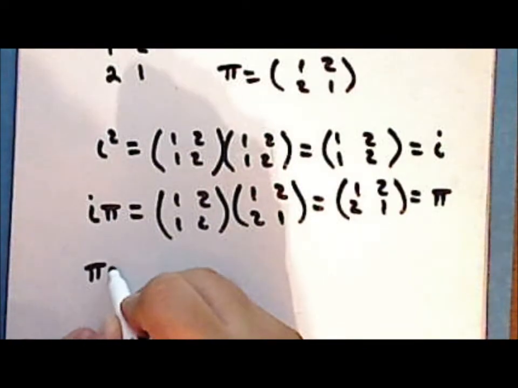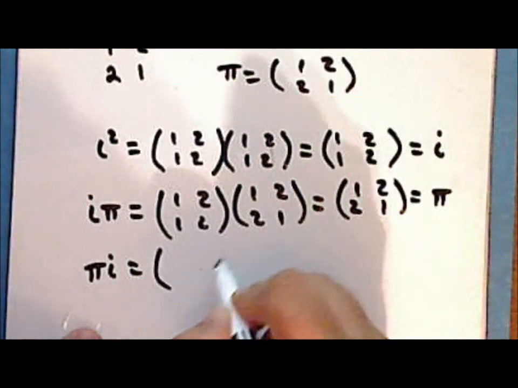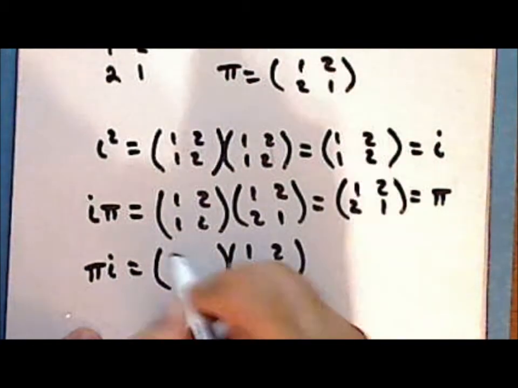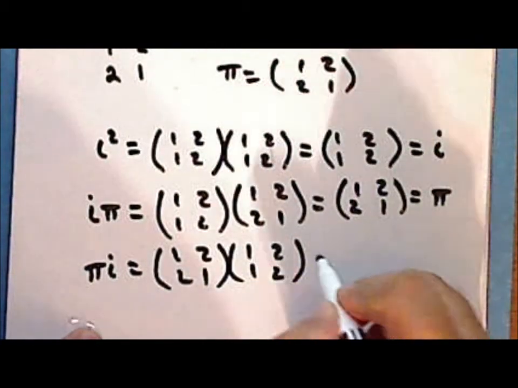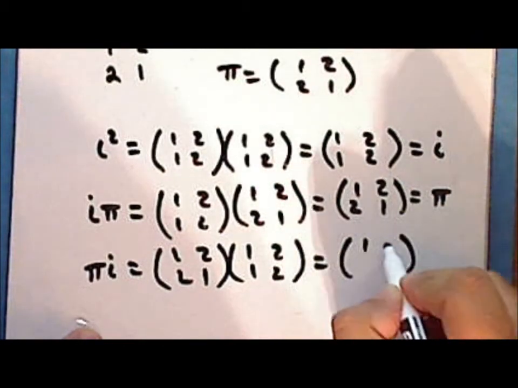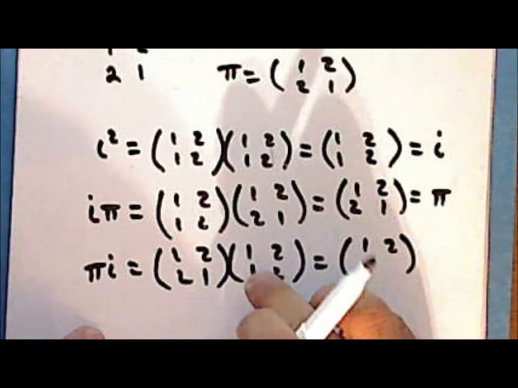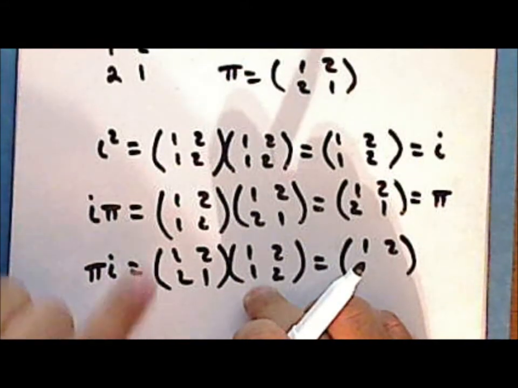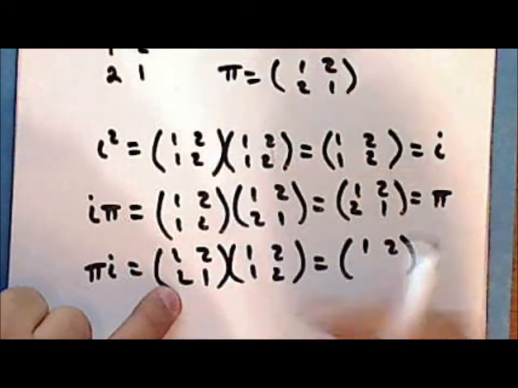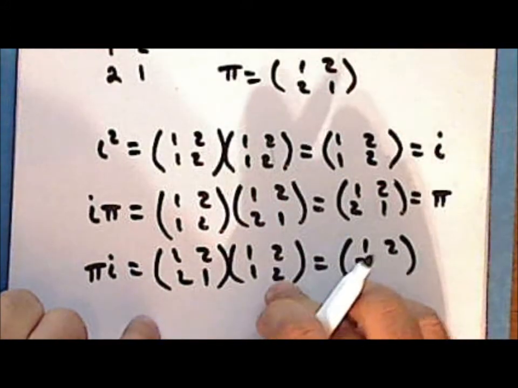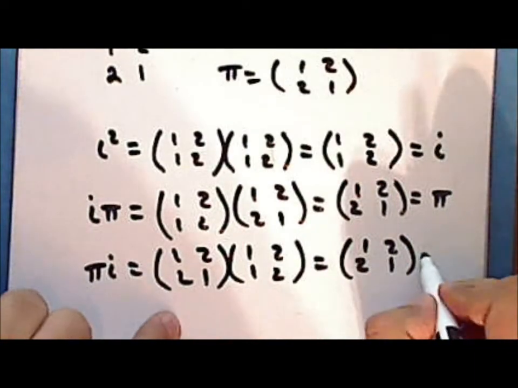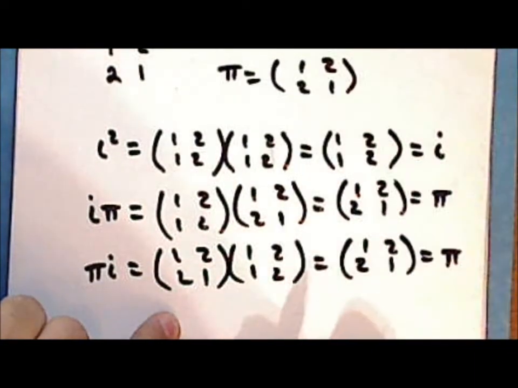So now we look at pi times I. Applying the map on the right first, we have 1 is mapped onto 1, which in turn is mapped onto 2. 2 is mapped onto 2, which in turn is mapped onto 1. And so pi times I is also pi.